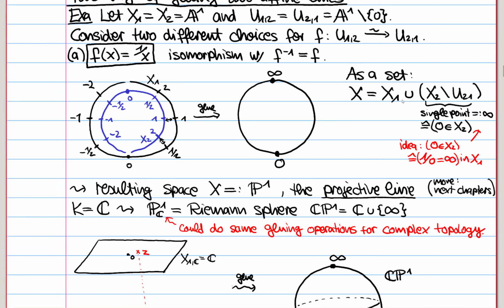And so we get, as a set, x is equal to x1 union a single point. And the resulting space is called P1, the projective line. And we're going to see more about this P1 and then also higher projective spaces in the next chapters. For now, it's just the first application of the gluing construction.